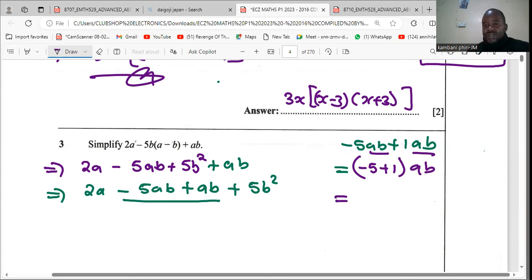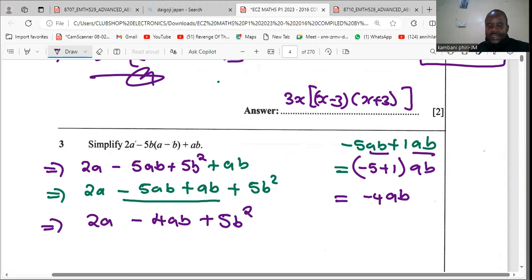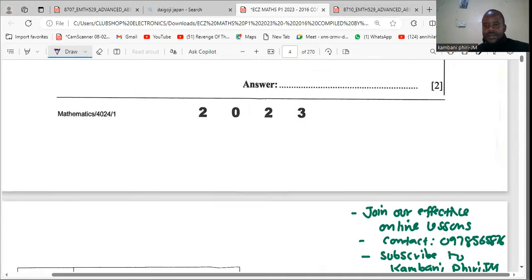So negative 5, 1, that is negative 4. I think there is AB. So implying that we have 2A minus 4AB plus 5B squared. Do you have any like term? No, right? That's it.